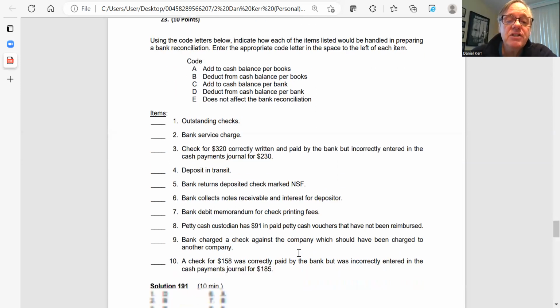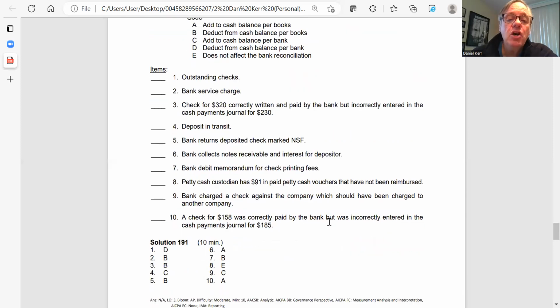8, petty cash custodian has $91 in paid petty cash vouchers and has not yet been reimbursed. That has no effect because we haven't replenished the petty cash fund. At the point where we replenish the petty cash fund, then that would have an effect on cash, but we would have already recorded that in our books. So petty cash, the fact that he's got $91 worth of receipts would have no effect on the bank reconciliation. So the answer there would be E.